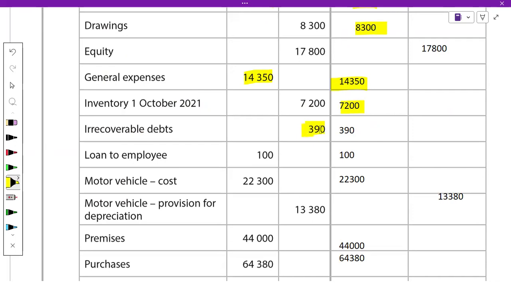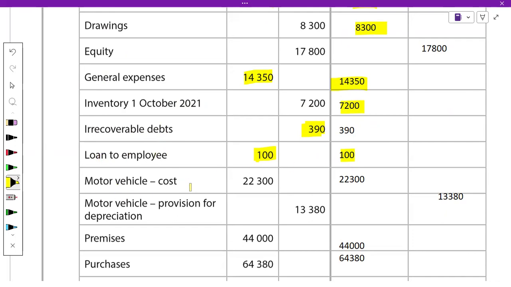Irrecoverable debts. This is correct here, but we know that irrecoverable debts is an expense for the business, and that is why we have to debit it, because all types of expenses and losses have the nature of debit in the income statement. Loan to employee, which is 100 debit. So yes, this is, you can say, an asset for us. That's why we have to write it on the debit side.